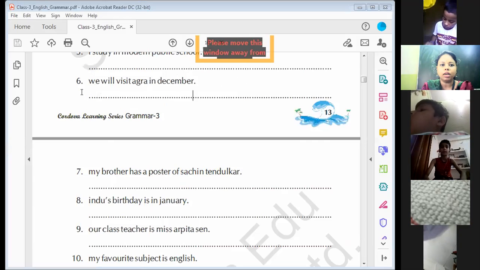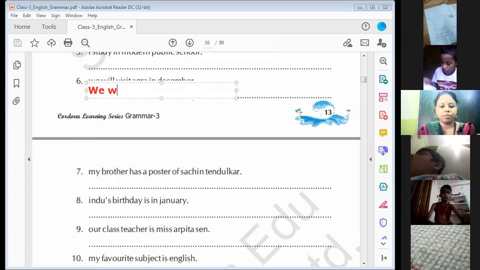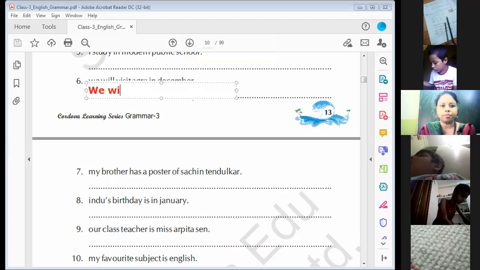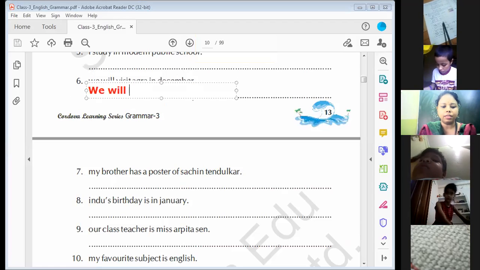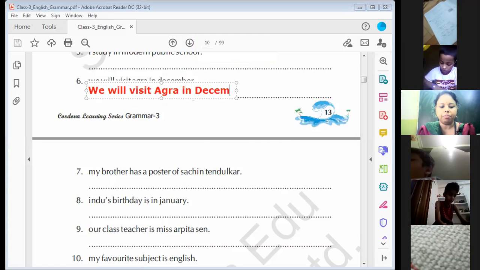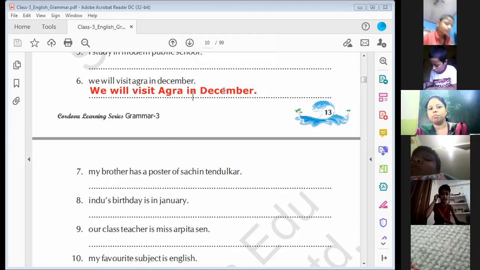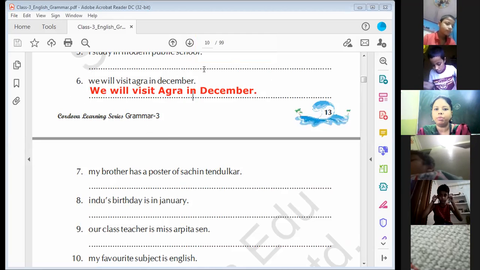We will visit Agra in December. So the first letter should be in capital. We will visit. First letter should be capital, Agra. December. It's a month. That's why we have to write the name of this month in capital. The first letter should be in capital. Remember?